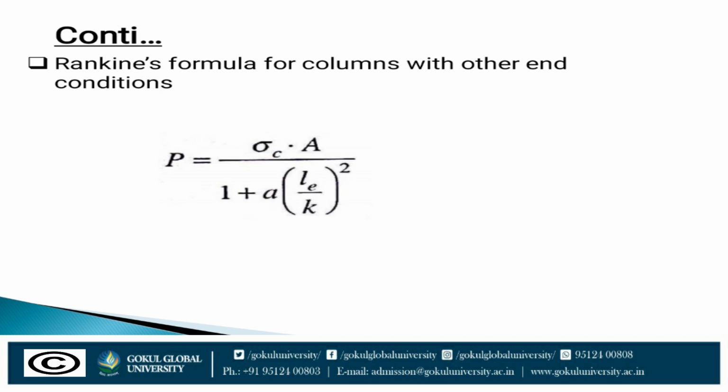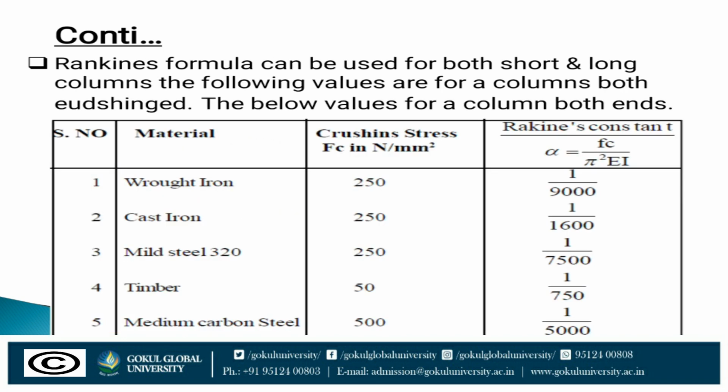Rankine formula for column with other end condition: P is equal to sigma C into A upon 1 plus alpha LE by K raised to square. Rankine formula can be used for both short and long column. The following values are for column with both ends hinged: material, crushing stress and Rankine constant.